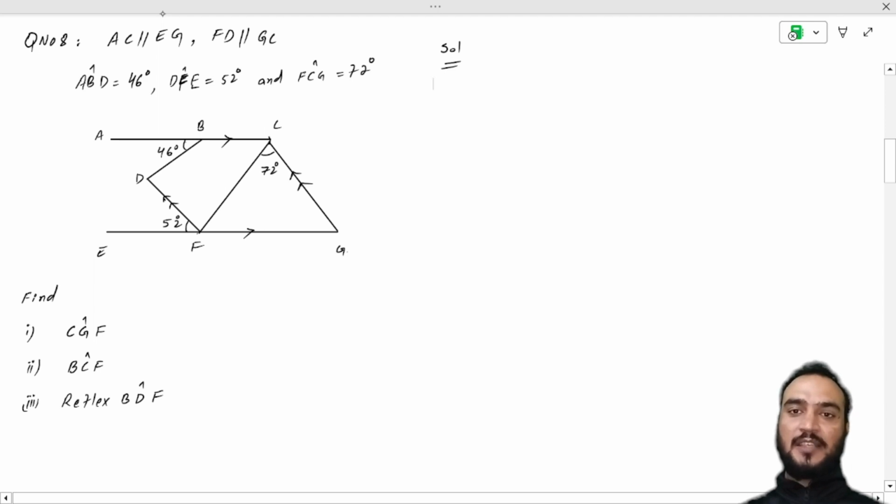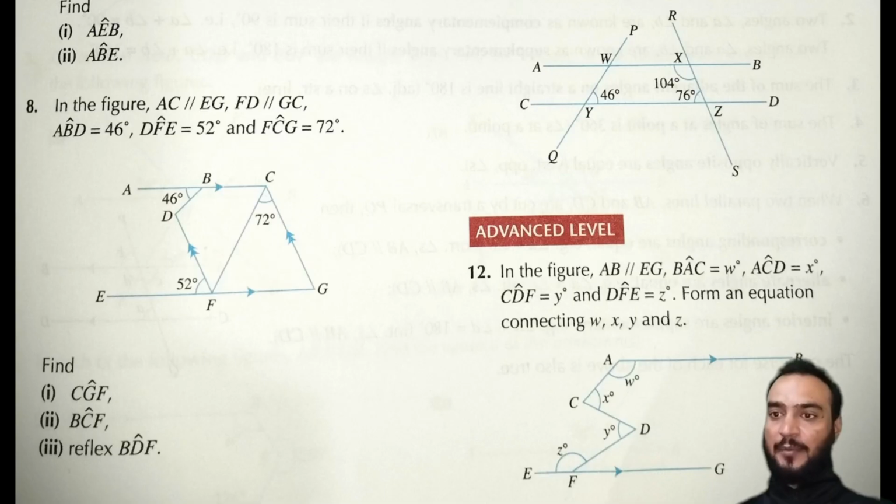In previous lectures, I have solved the complete exercise, question number 1 to question number 7 of this, and now I am about to solve question number 8. So let us move toward question number 8 in the book.